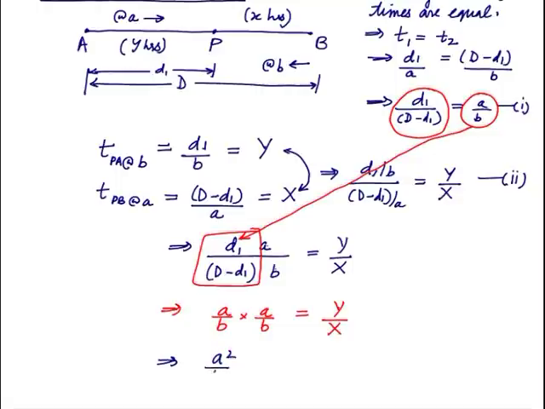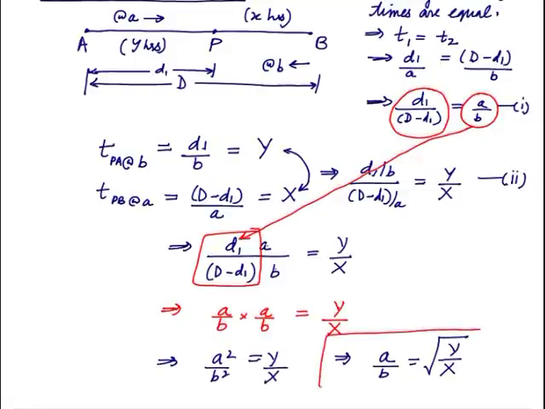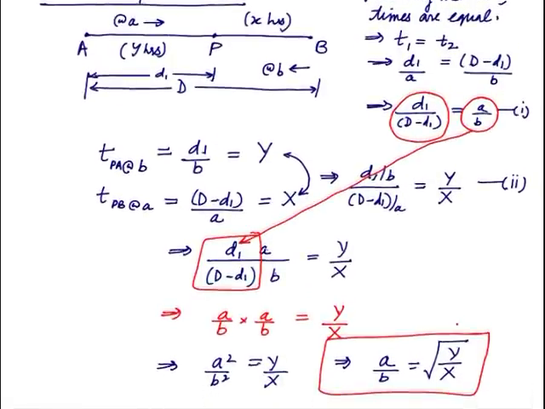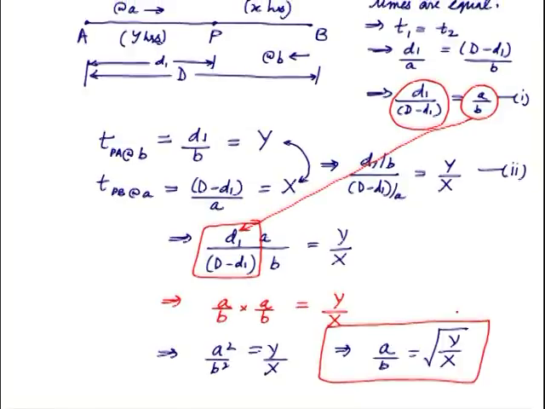So this now gives us A square upon B square is equal to Y upon X, or speed of first upon speed of second is equal to under root of the times taken to cover that distance in the opposite directions. And this is our formula which we used on the last page, hence proved. I hope this derivation is completely clear to you.